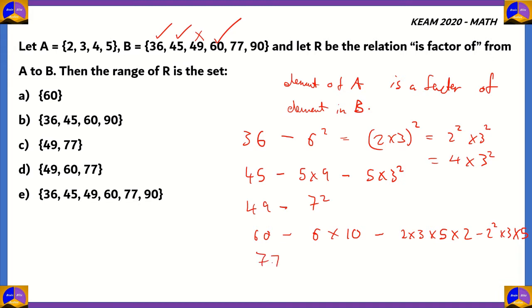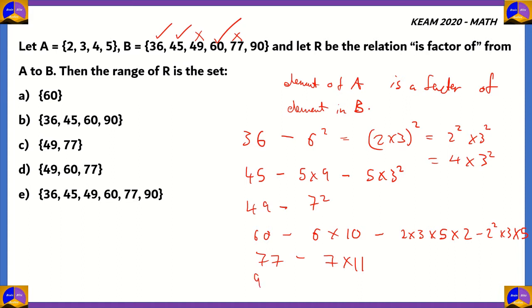77 is made up of the factors 7 and 11. 7 times 11 is 77, and 1 times 77 is 77. So therefore, since its factors do not belong to the set A, 77 does not belong to the range.